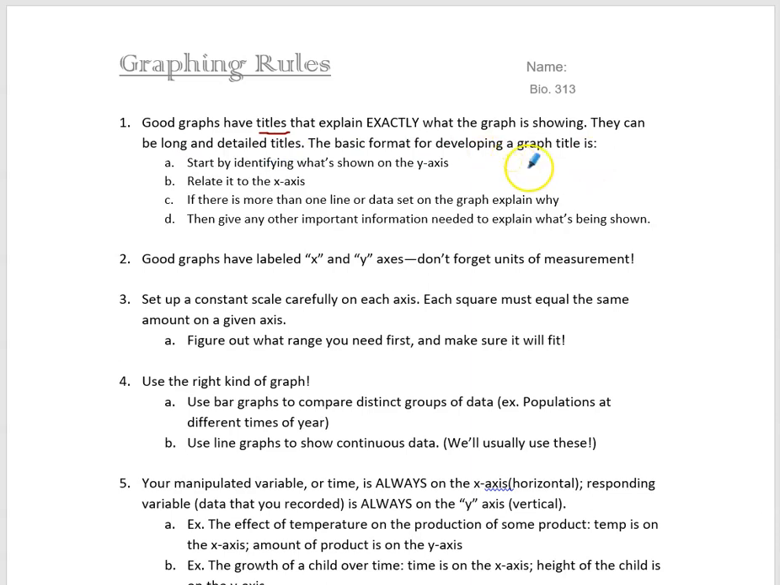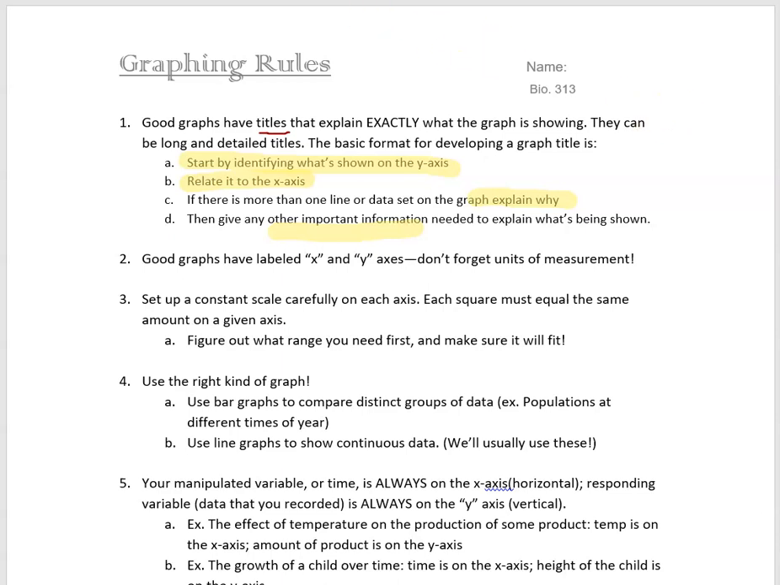And there's a formula that you can use. Anytime you're asked to make a title for a graph, the first thing you do is identify what information is shown on the y-axis. Relate it then to the x-axis. Okay? It could be as simple as that, but if you have more than one line, then you have to relate and explain why you have more than one line, explain what's being shown there, and then there might be some other important information that you have to show. It really depends on the graph, and we'll look at some specific examples of that, but there's your general formula.